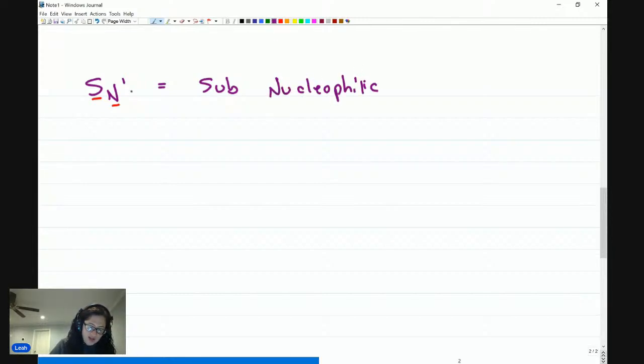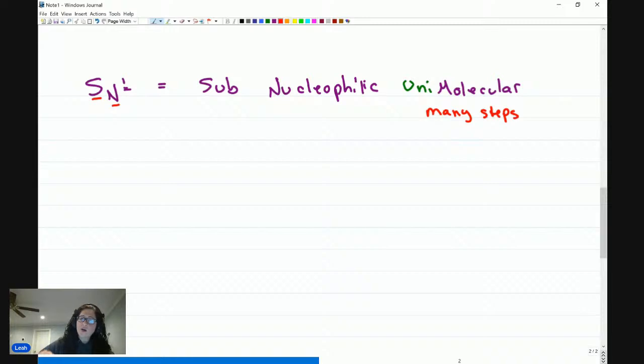The 1 tells us that it is unimolecular, which specifically means not a one-step reaction, but rather one molecule reacting at a time. This is really, really important to recognize. Unimolecular is actually a reaction with many, many steps. Depending on the specific reaction, you can have 3 or even 4 steps.